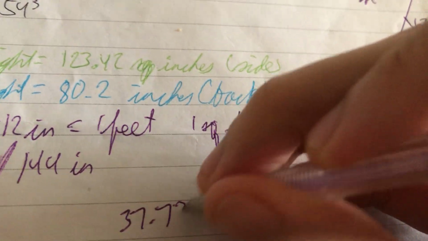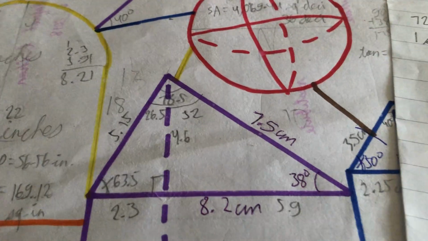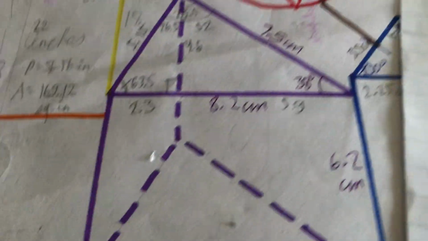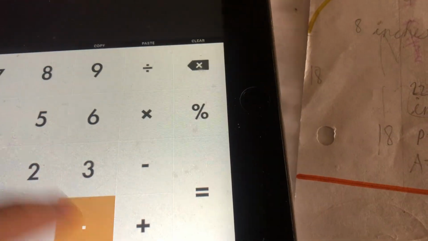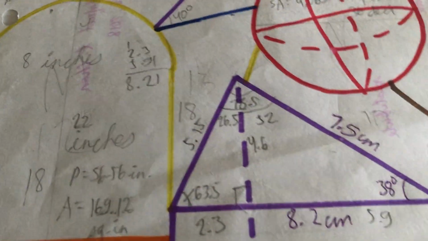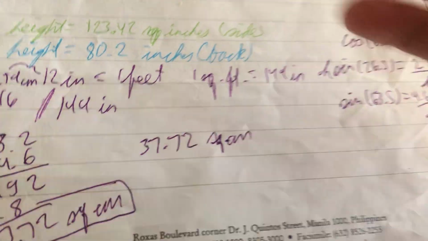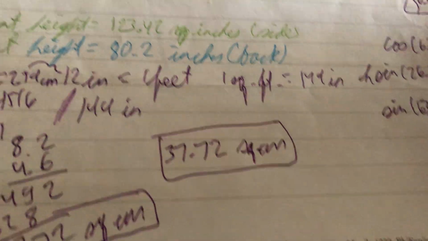Wait, we're still not yet done. We still need to divide that. Pero that's only if it were for one triangle. But we're talking about surface area. This is the answer that we can get. Check ko kung tama. Yes, 37.72. Now, that's our answer. Square centimeters dapat. Okay? But that's for the two triangles.